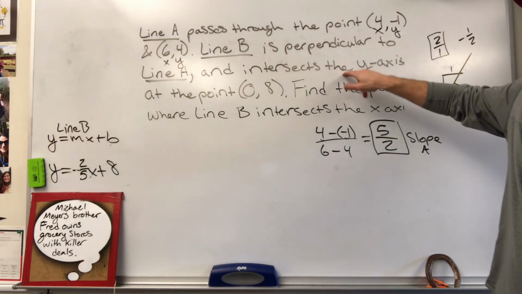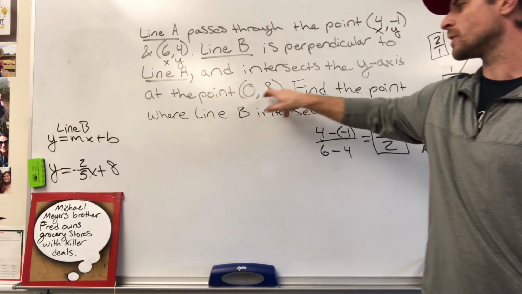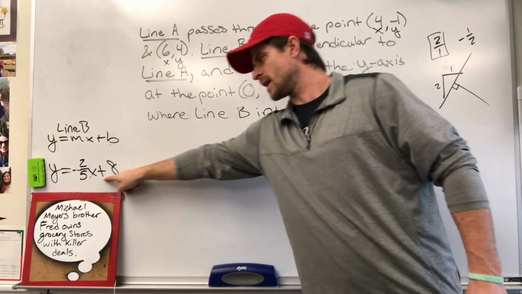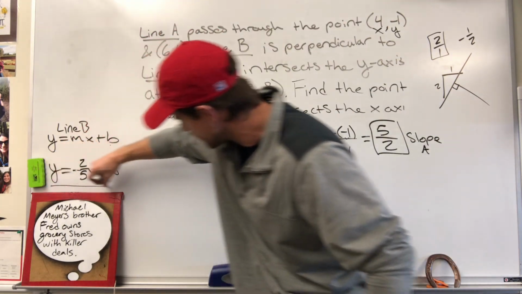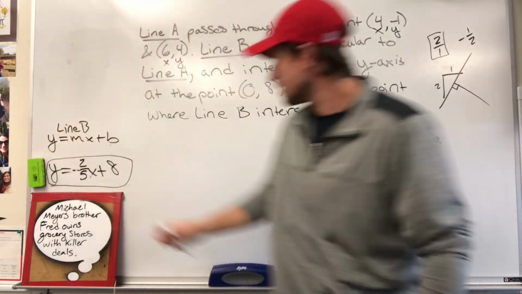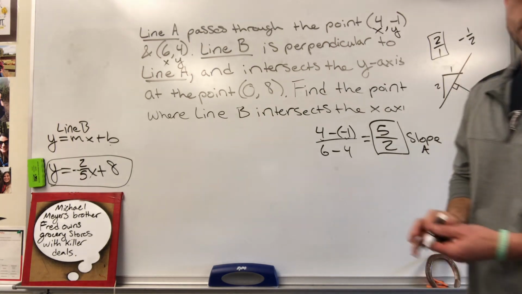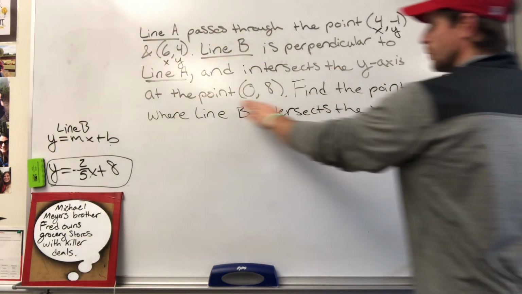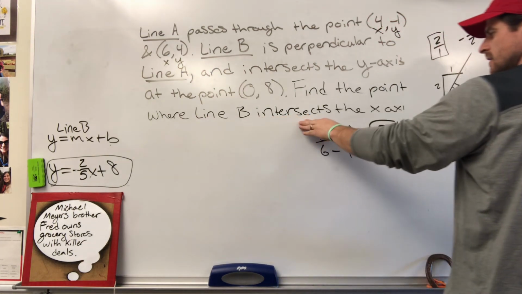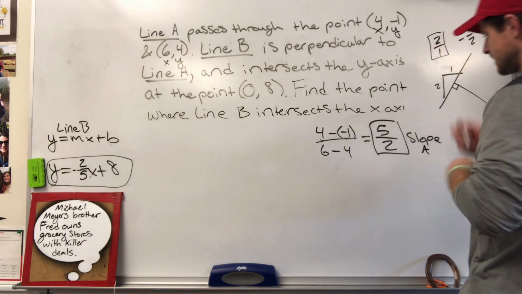And it intersects the y-axis at the point 0, 8. There's your y-intercept. So we have the entire equation. This is the entire equation, no issues, for line B. Okay? Find the point where line B intersects the x-axis.